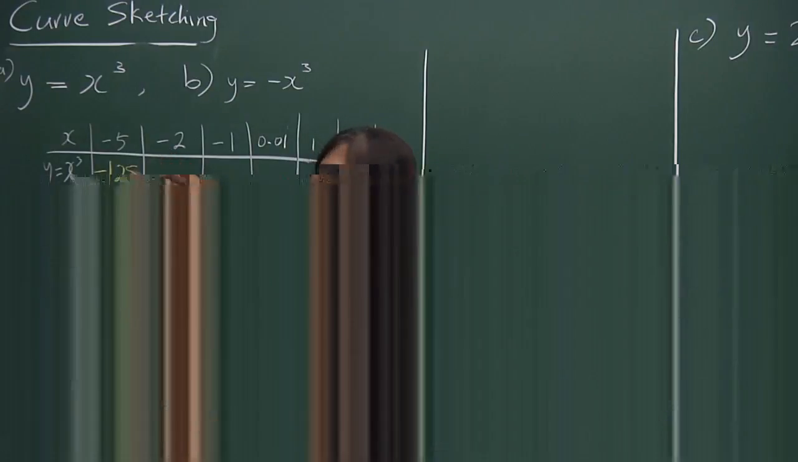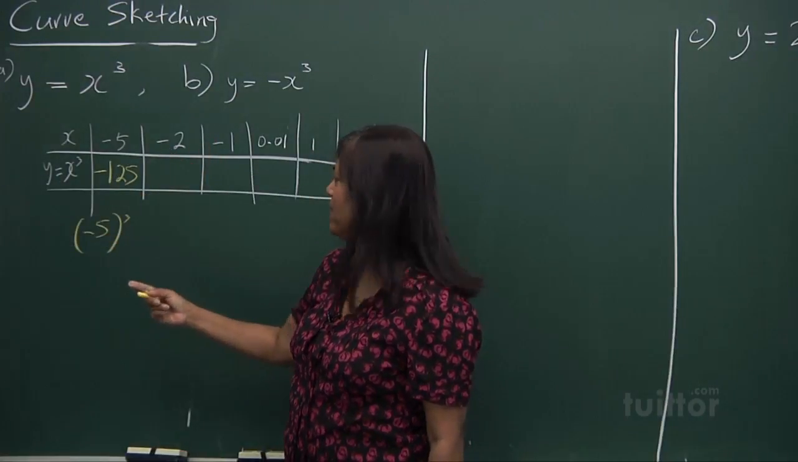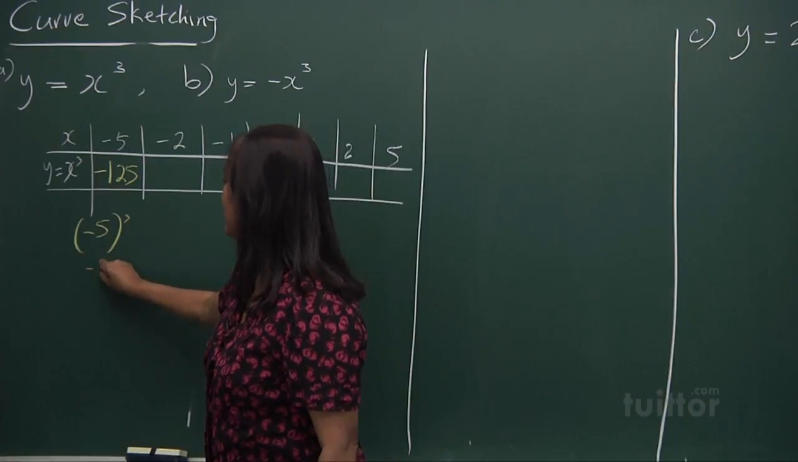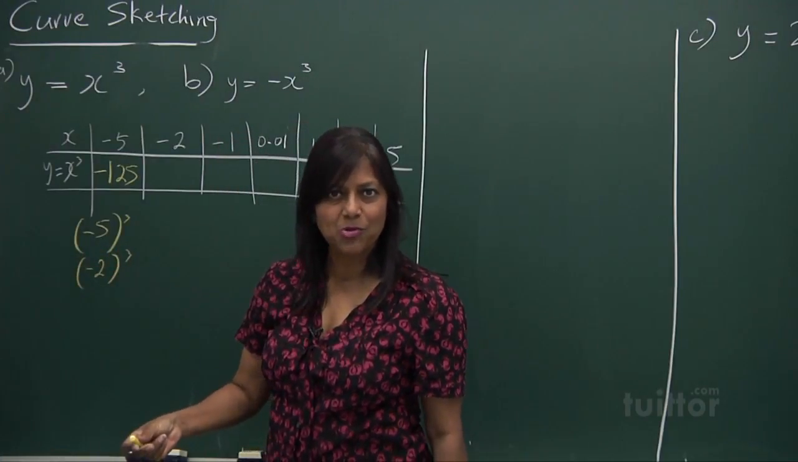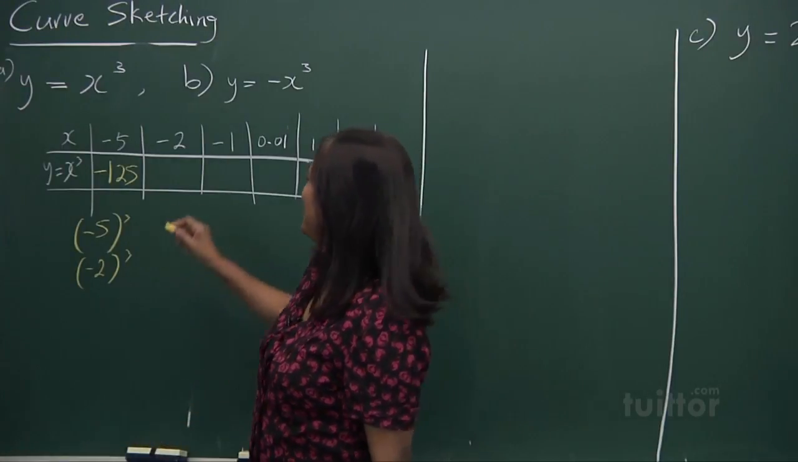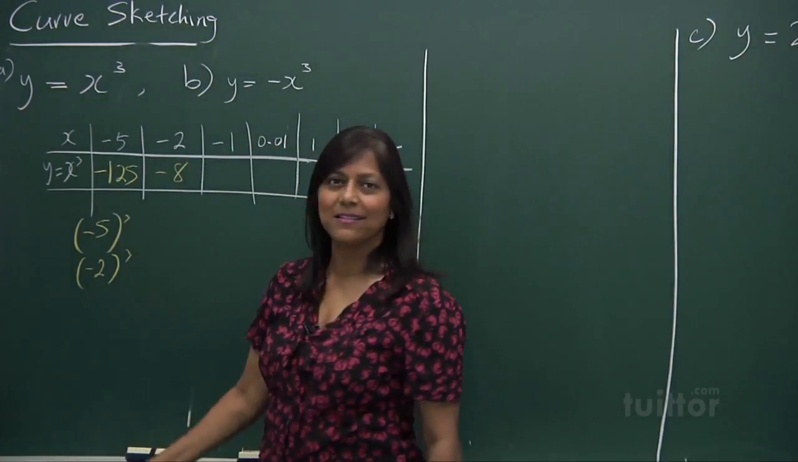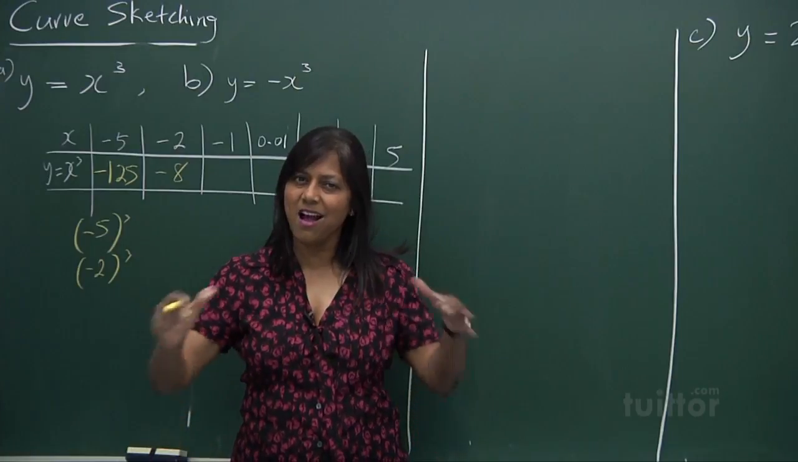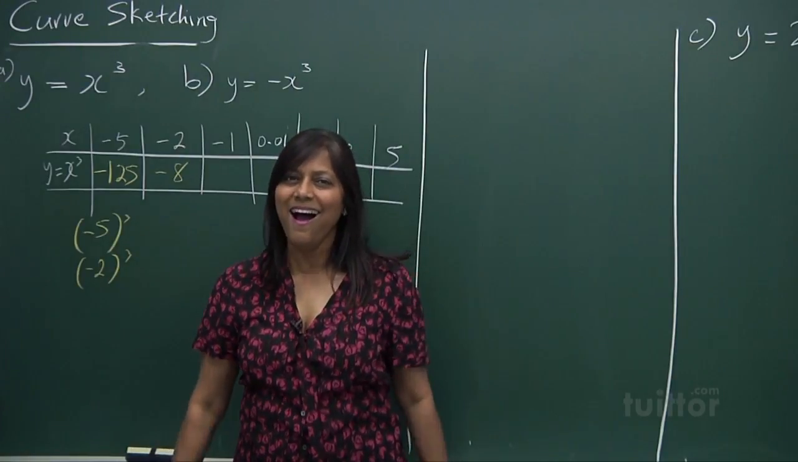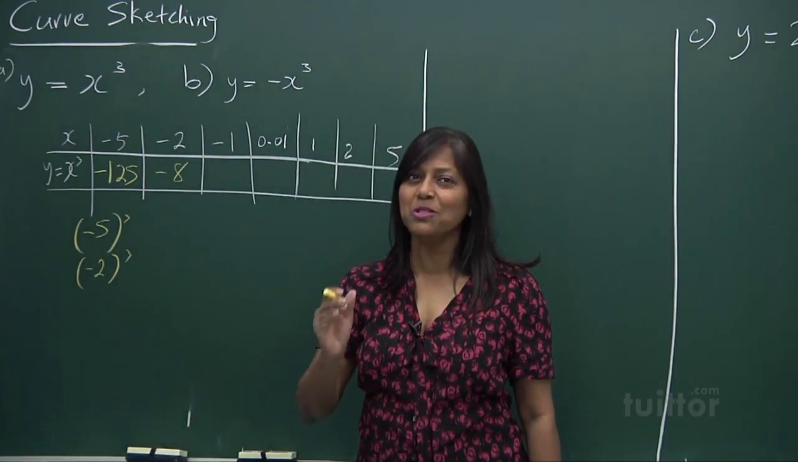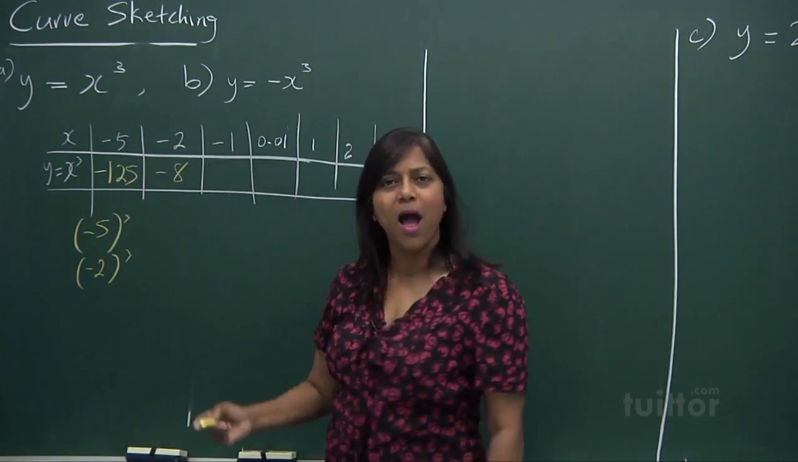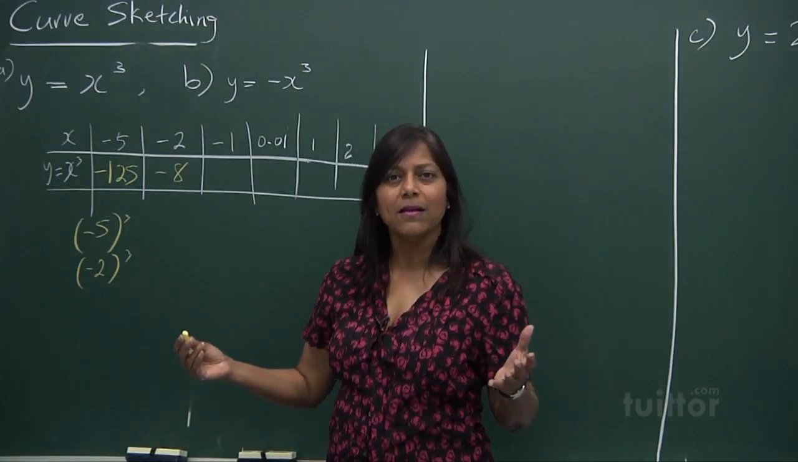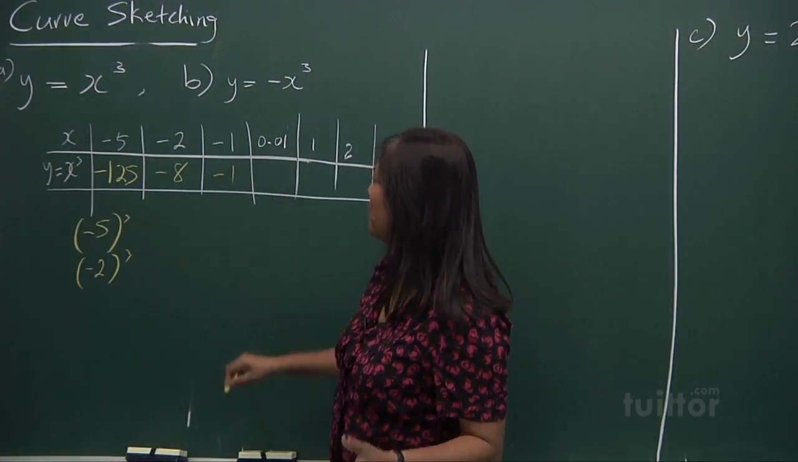Minus 2 to the power of 3, just the way you write it. Minus repeated 3 times is a negative, and 2 cubed is 8. Remember, 2 to the power of 3 is 8, so we get minus 8. Minus 1 to the power of 3, yes, it is a minus 1.